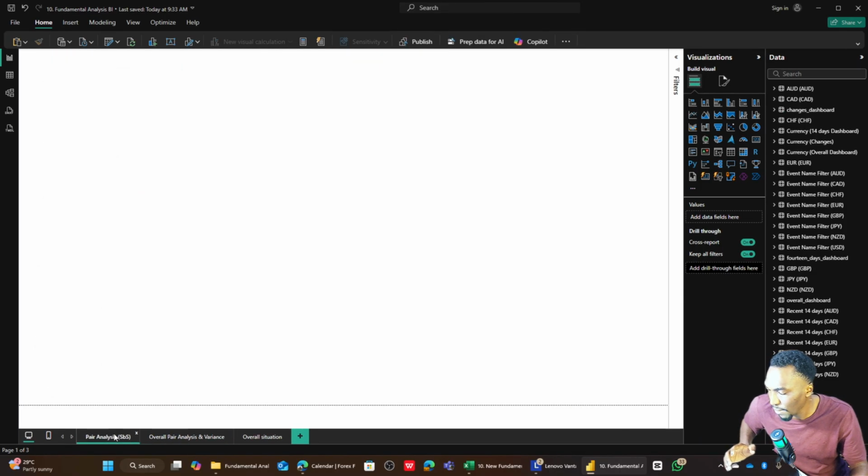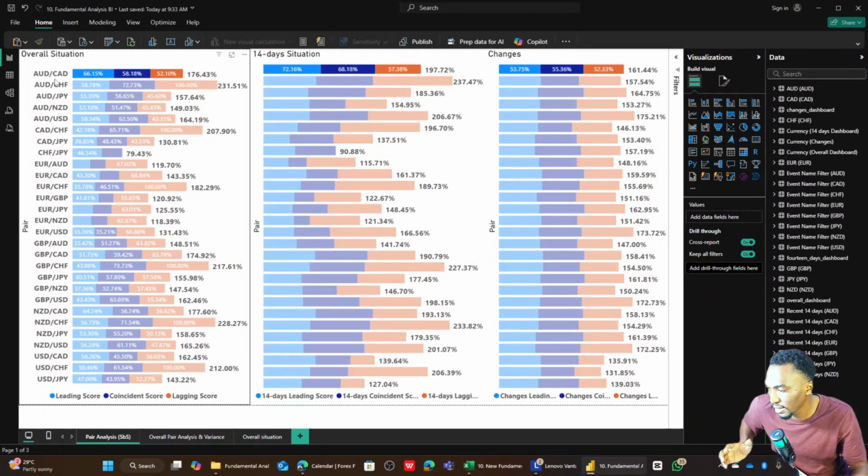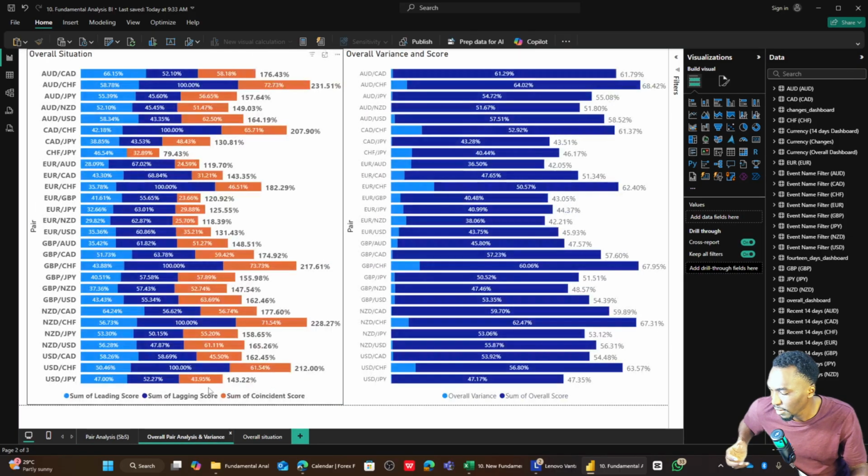Now, apart from the fact that we can say, for example, the Australian dollar, Canadian dollar, oh, it has a really good leading score, including the last 14 days, it's been getting stronger. What really is getting stronger in those sets of news, right?